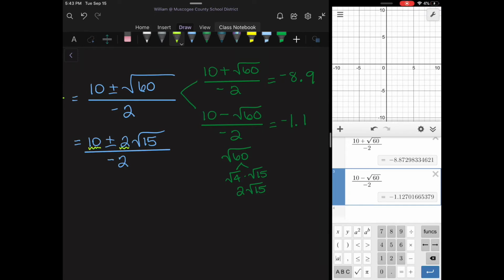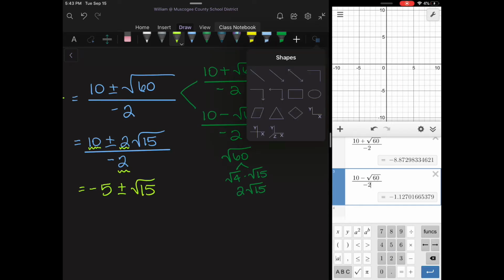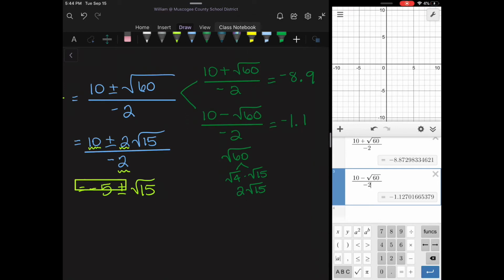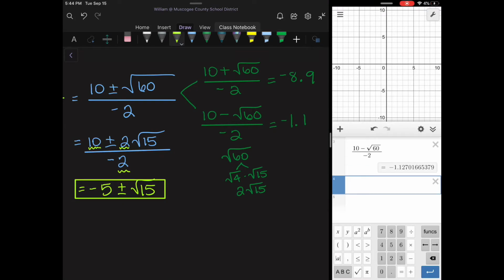So here you can only simplify these numbers if all three numbers can be reduced by the same number. So all three of these can be reduced by 2. So I'll say 10 divided by negative 2, that gives me negative 5, plus or minus 2 divided by negative 2 is just going to give me plus or minus 1. So this would be my solution if they did not want you to write it as a decimal and they said write it as a simplified radical.